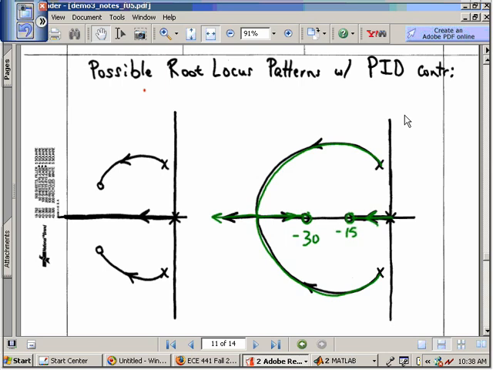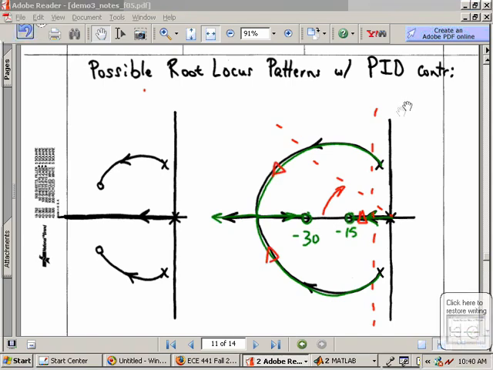And what we're wanting to do is ideally make this one be to the left of our vertical line, which might be determined by our settling time spec, which is 0.8. And we would like for these complex poles to be living inside this 45-degree wedge. That's another possibility.